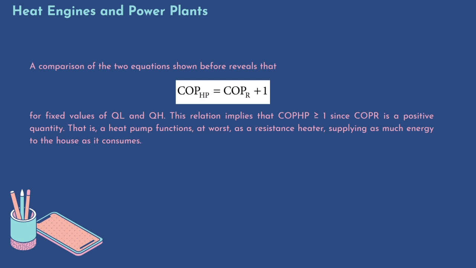A comparison of the two equations shown before reveals that COP HP is equal to COP R plus 1. For fixed values of QL and QH, this relation implies that COP HP is greater than or equal to 1, since COP R is a positive quantity. That is, a heat pump functions at worst as a resistance heater, supplying as much energy to the house as it consumes.